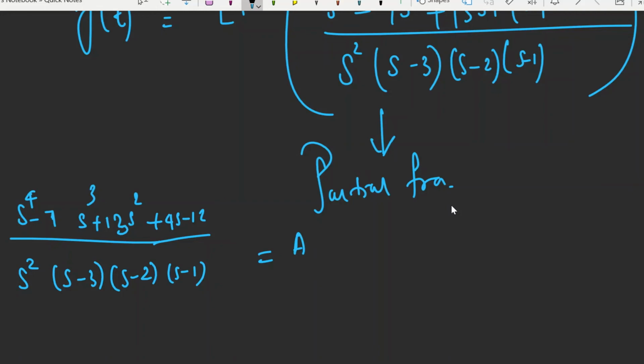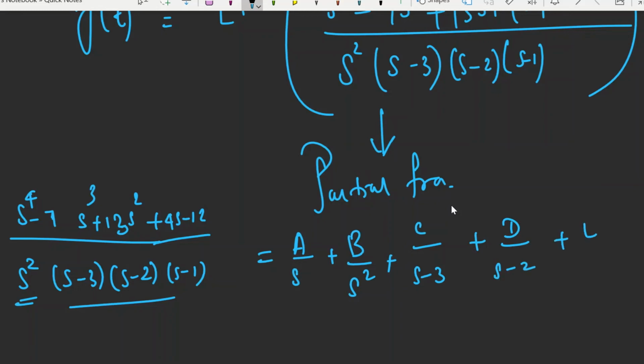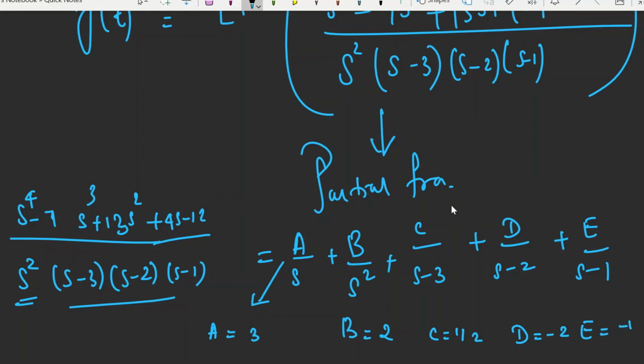So first for s square, a by s, b by s square. And for these three factors, c by s minus 3, d by s minus 2 and e by s minus 1. So as usual we have to do the partial fraction method and calculate the unknowns. So I will write the constants directly. A value is 3, b value is 2, c value is half, d value is minus 2 and the value of e is minus half.